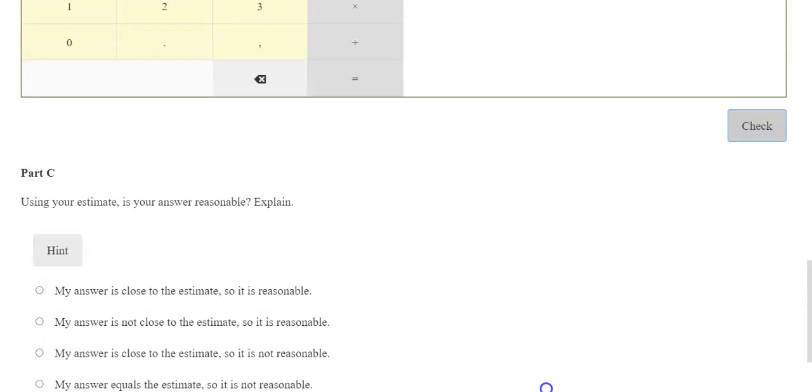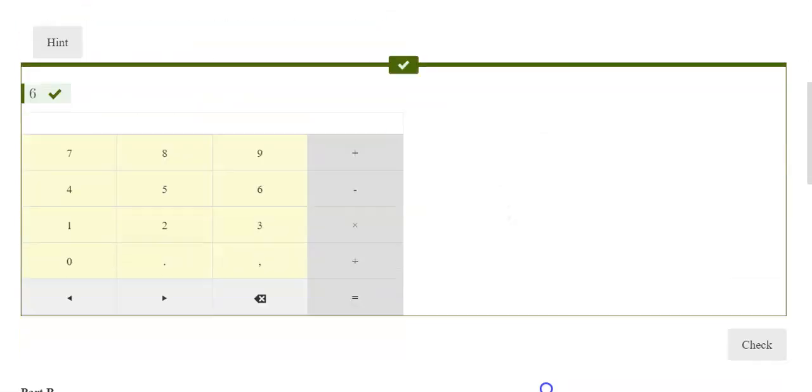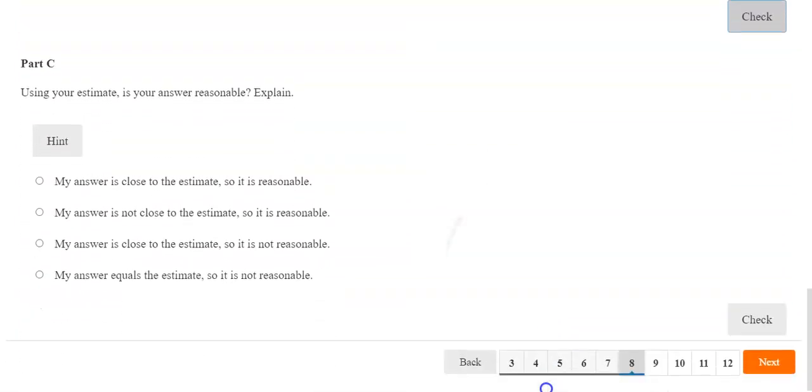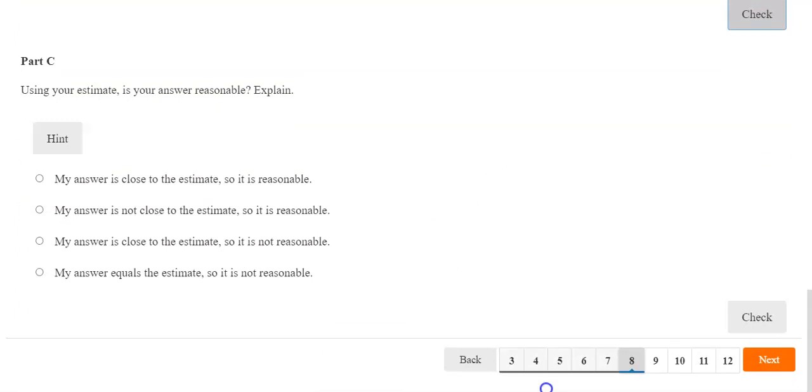Using your estimate, is your answer reasonable? So my estimate was 6 and my answer is 5.6. I would say it is close, so it is reasonable.